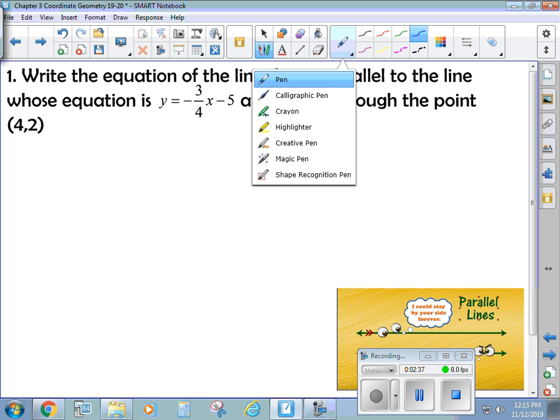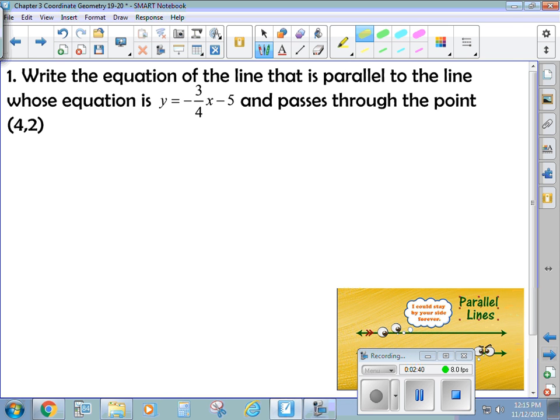What's important? The word parallel is important, right? What do we know about the equations of parallel lines? Okay, good. What else might be important here? The equation that they gave me, yes? Anything else? That point, yes? We're good with determining what's important.